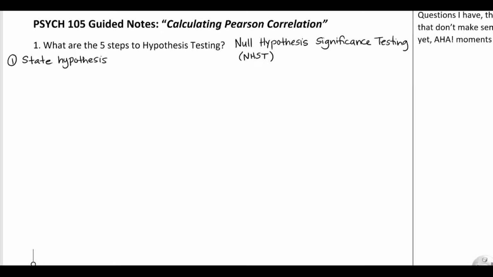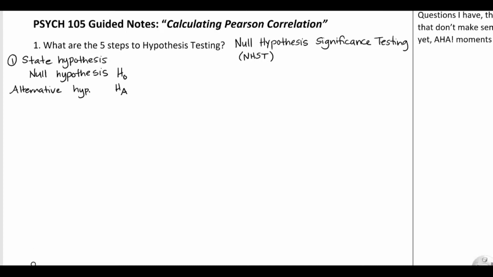Now, in null hypothesis significance testing, we really focus on two different hypotheses. We focus primarily on the null hypothesis, which is abbreviated as H sub 0. And we're going to talk about the alternative hypothesis, and that is sometimes abbreviated as H sub 1, but more commonly you'll see it as H sub A.